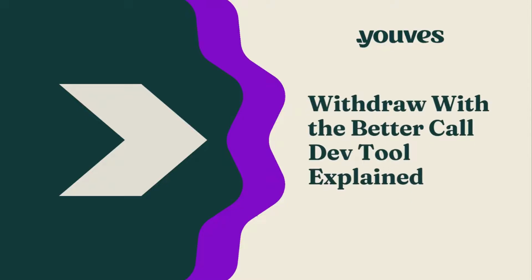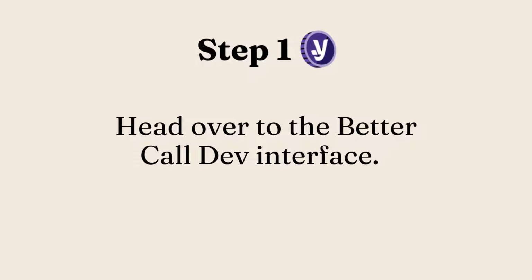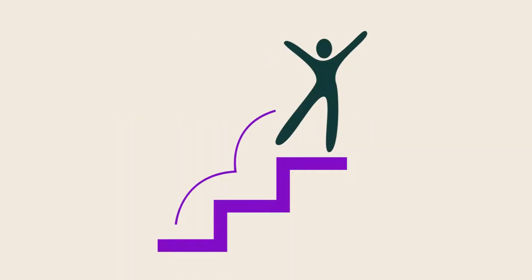Withdraw with the Better Call Dev tool explained. Step 1. Head over to the Better Call Dev interface using the specific engine address for your desired tracker token versus eligible collateral. Steps to navigate to Better Call Dev and to connect your wallet with BCD are found in the Mint video.